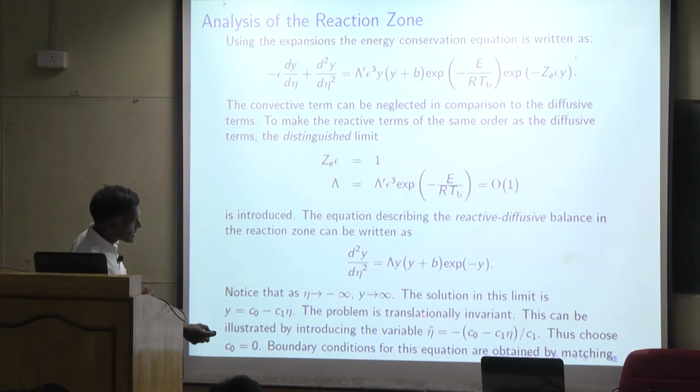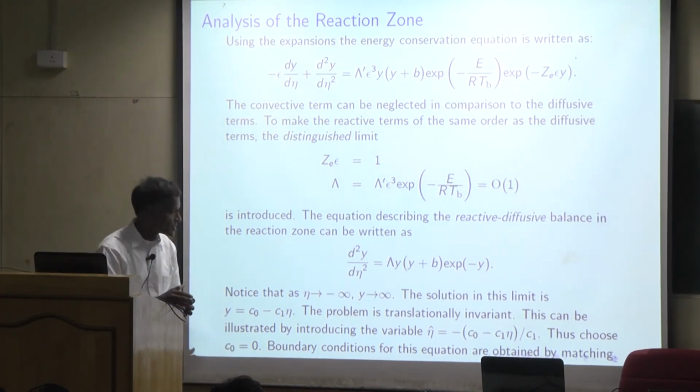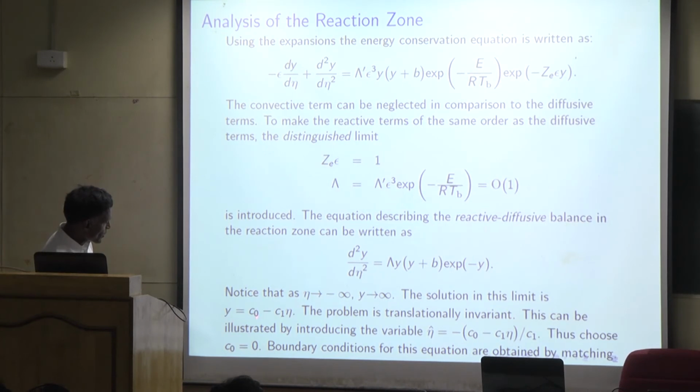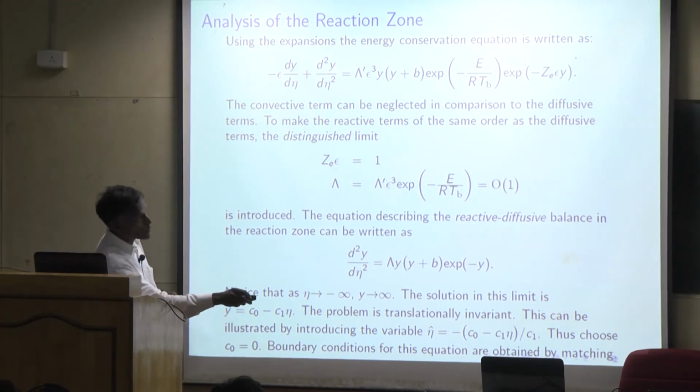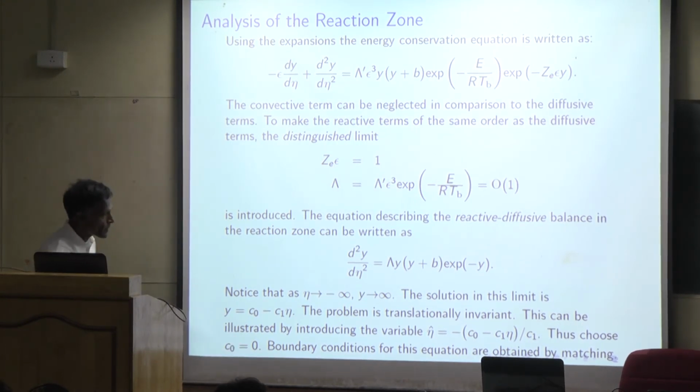That is, if you change the independent variable from eta to eta hat, the equation will look the same. So when you have something called a translational invariance, then you're allowed to put c naught equals 0. If you put c naught equal to 0, it turns out y is minus c1 eta, so as eta goes to minus infinity, this quantity y goes to infinity. So the distance will get wider and wider. That's that one here, right? So that's one of the conditions for this particular equation.